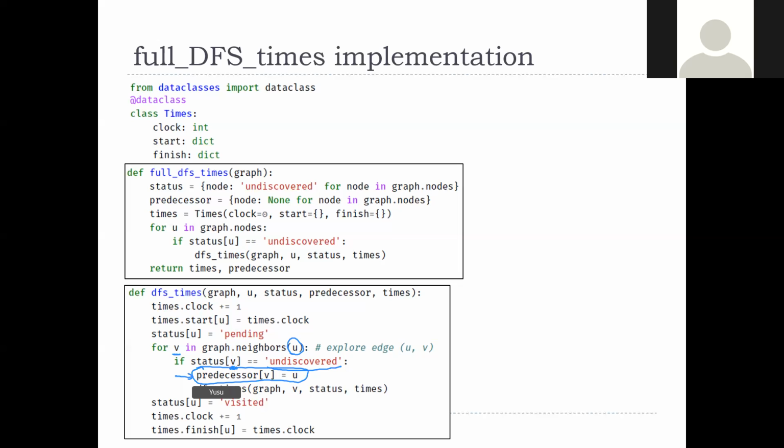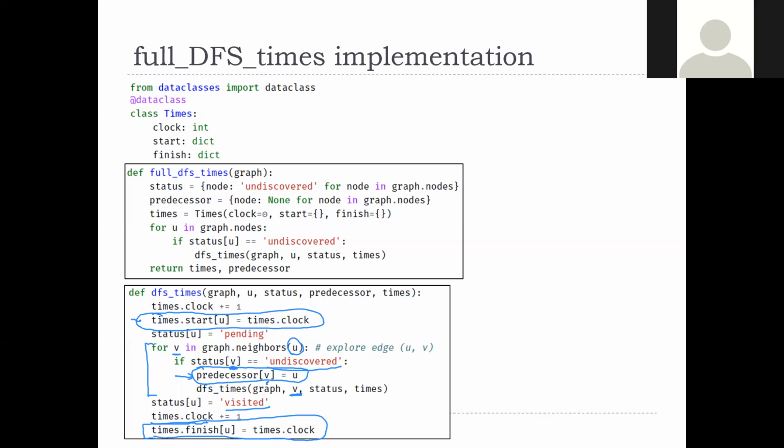The other one is that we'll also record the start and finishing time. So when we meet a new node, we start to call DFS. We recursively start to explore this node, and that's when we record the start time of exploring this node. Then after we finish exploring all the neighbors of this node, that's when we update the status of this node to be visited, and that's also when we record the finishing time of this node. Every time we have a status change, we increment the clock by 1.